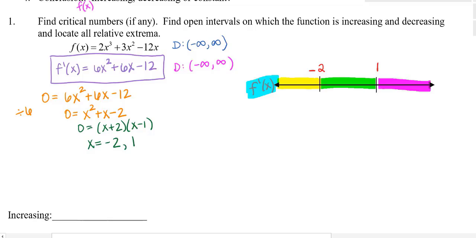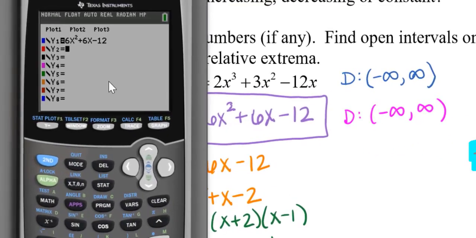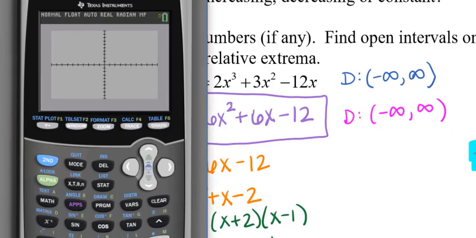I can do this algebraically, I can do this graphically, and I can do this computationally by hand. So let me show you by hand and also on your graphing calculator. If we're looking at our graphing calculator, we're going to type in the first derivative. When I look at the graph, I want to look at values for x that are less than -2, and all I'm looking to see is: is f prime positive or negative?